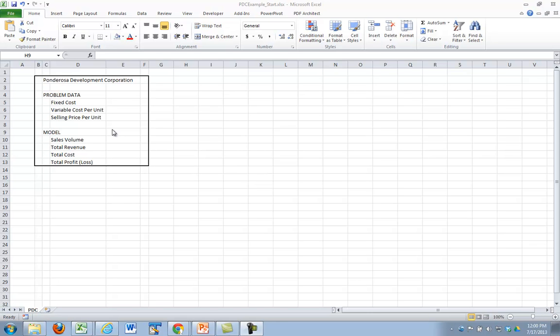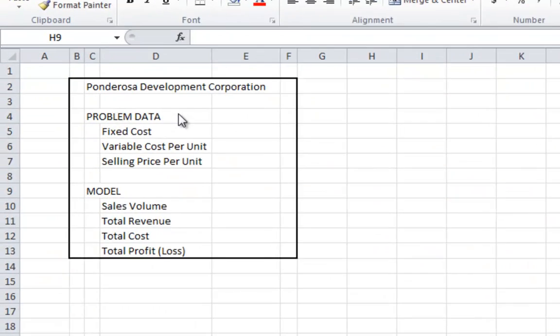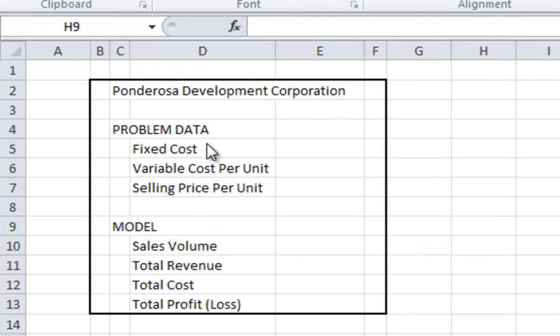So today I thought I would show how to use Microsoft Excel and GoalSeek to find the break-even point for the example we did in class, the Ponderosa Development Corporation. So I've already started with a spreadsheet that I've formatted for us in a way that I think is nice. It's at least breaking stuff up by the problem data at the top and then the model at the bottom.